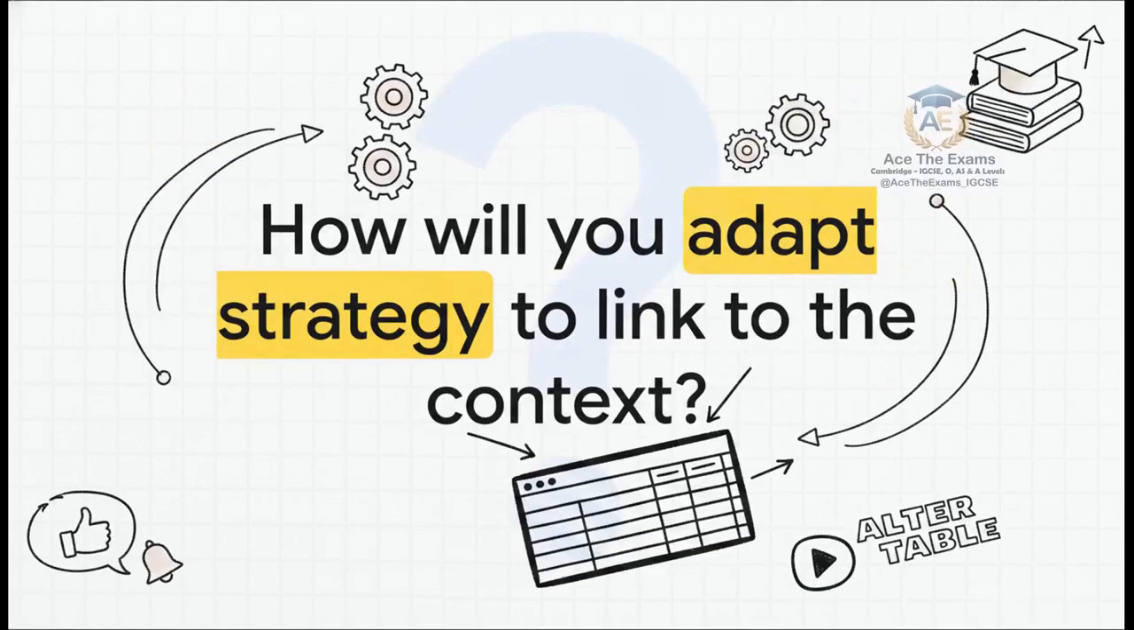So, here is the final question you need to ask yourself. How will you adapt your exam strategy today to ensure every single alter table point you make links directly back to the given scenario? Students who implement these exact computer science strategies see an average improvement of 2 full grade boundaries, but that only happens if they practice consistently with our weekly videos.